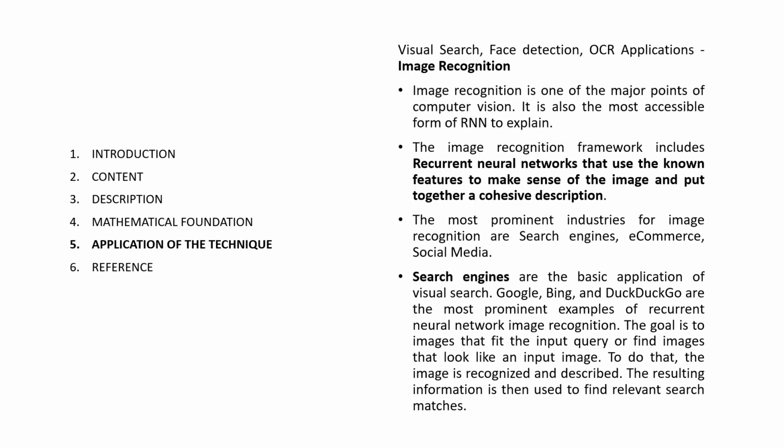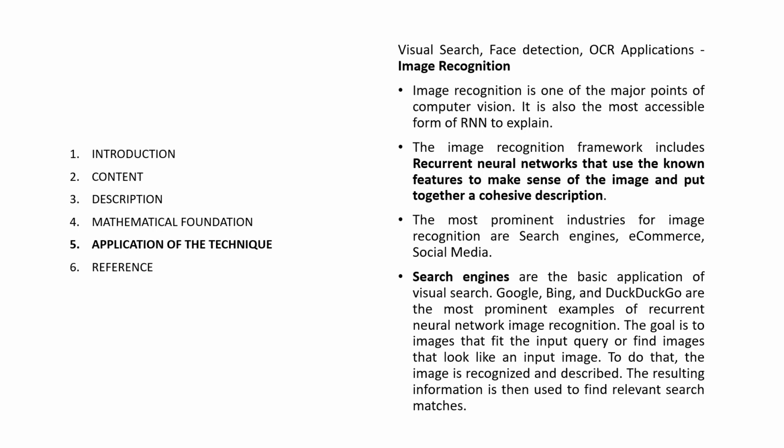Finally, we talk about the applications of the technique. These are visual search, face detection, OCR applications, and image recognition. Image recognition is one of the major points of computer vision. It is also the most accessible form of RNN to explain. The image recognition framework includes recurrent neural networks that use the known features to make sense of the image and put together a cohesive description.